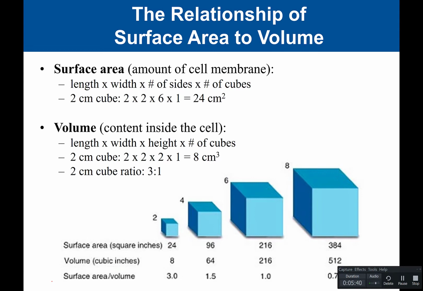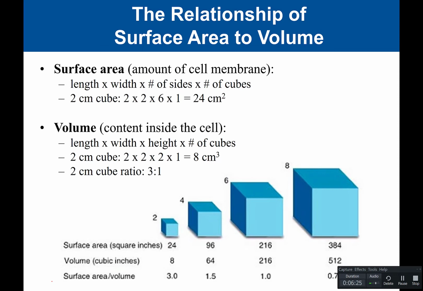So to calculate the volume, you're going to take the length times the width times the height, because you're taking the whole volume inside. So length times width times height times number of cubes. So if I have a cube that is 2 centimeters, I'm going to calculate the volume as 2 times 2 times 2 times 1 cube is 8 centimeters cubed. My surface area to volume ratio, right, the volume relative to the surface area. So if I take the surface area and divide by the volume, my ratio would be 3 to 1. My surface area is 3 times larger relative to my volume.